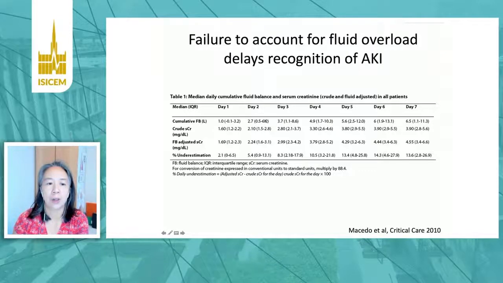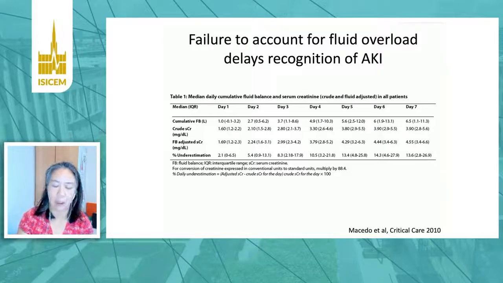Fluid overload in patients with acute kidney injury may also delay recognition of acute kidney injury. You can apply similar equations to calculate either a crude serum creatinine or a serum creatinine adjusted for fluid balance. You can see here in this representative data that in a patient who is 6.5 liters positive, the creatinine adjusted for the increase in volume of distribution is consequently much higher, and so creatinine is underestimated under conditions of fluid overload.